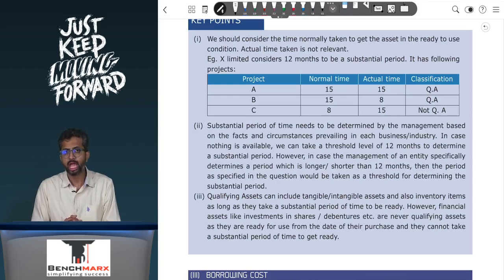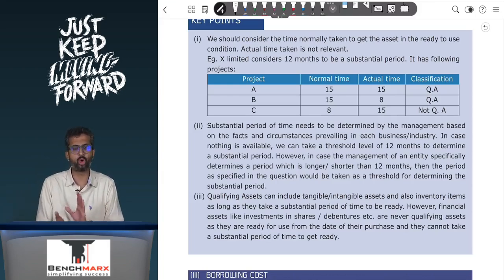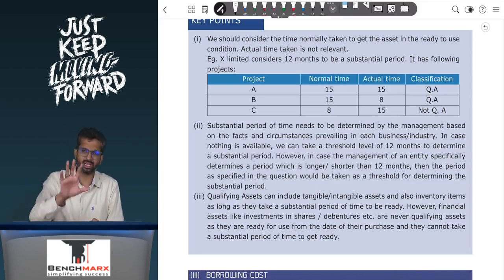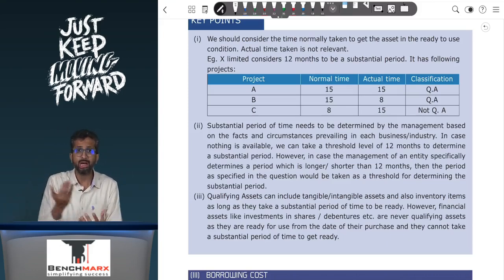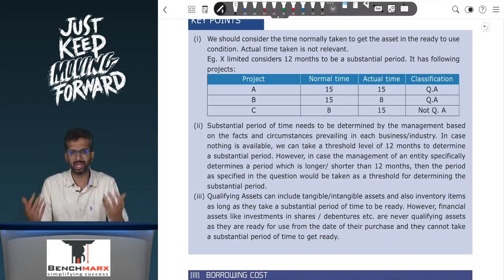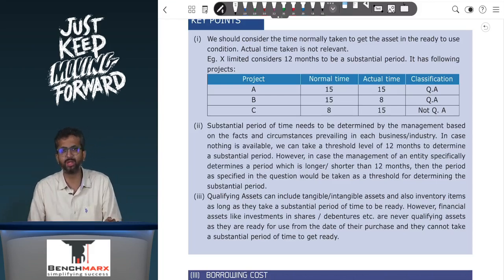intended use. So we are not restricting this qualifying asset only to a PPE or to an intangible. Even inventories, if they take a substantial period of time, will be qualifying. But does every inventory take a substantial period of time? No. Maybe I'm in the business of manufacturing calculators like a Citizen or a Casio. It does not take a substantial period of time to make a calculator. Or if I'm in the business of making laptops or mobile phones, these inventories get ready for use in less than 12 months and hence they are not qualifying assets.